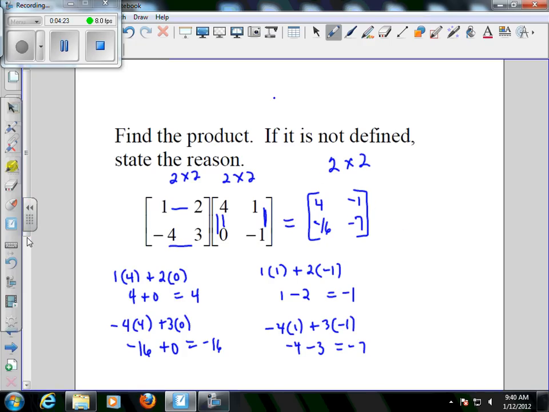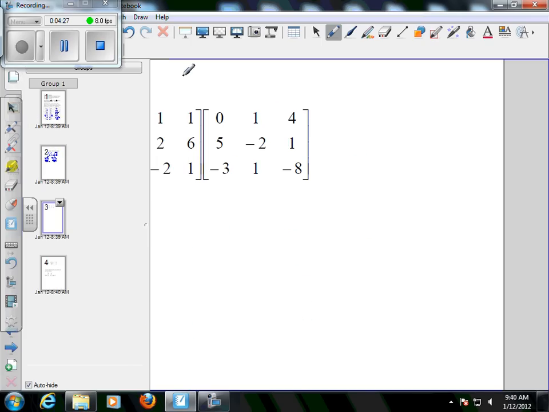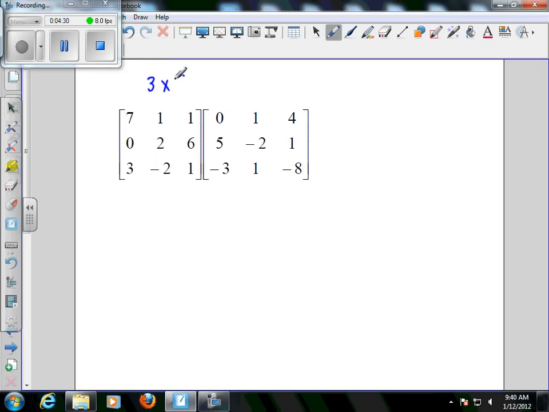Now, we can, of course, multiply larger matrices together. So let's go on to one where we're multiplying a 3 by 3 and a 3 by 3. The result is also going to be a 3 by 3 matrix.